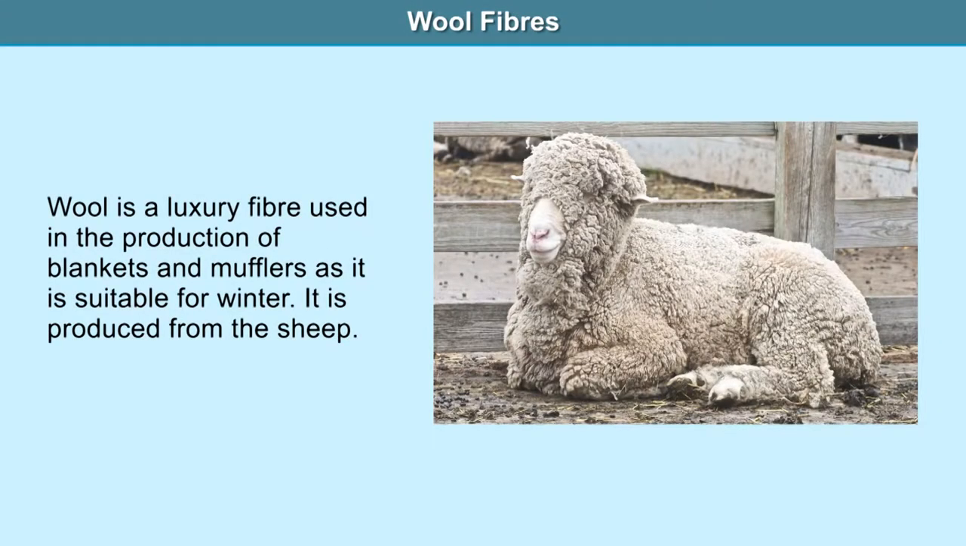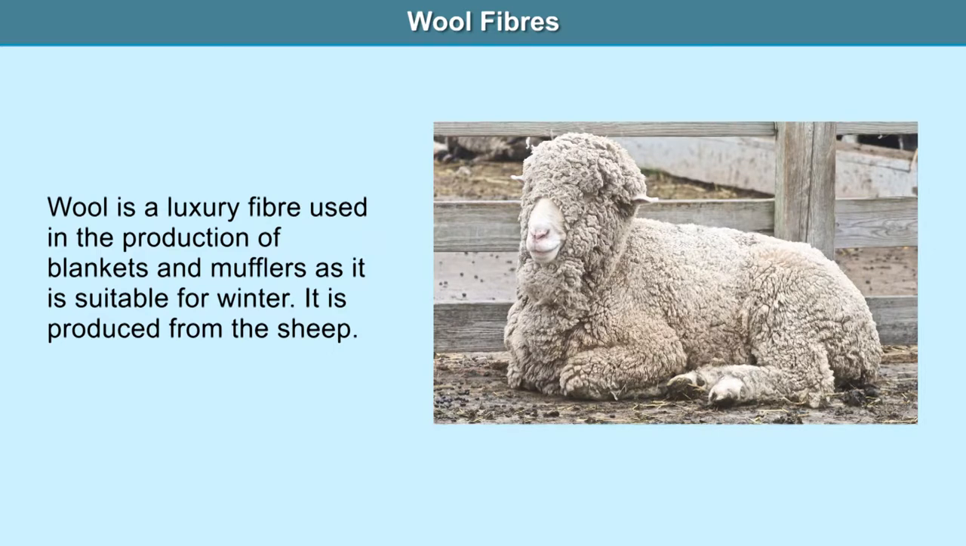We have the wool fibers. Wool is a very costly fiber. It is also called a luxury fiber. And wool is used as such for the production of blankets and mufflers. The reason why wool is preferred is that it is suitable in the winter season. Most of the countries where the winter is very severe cannot live without the use of these woolen materials.